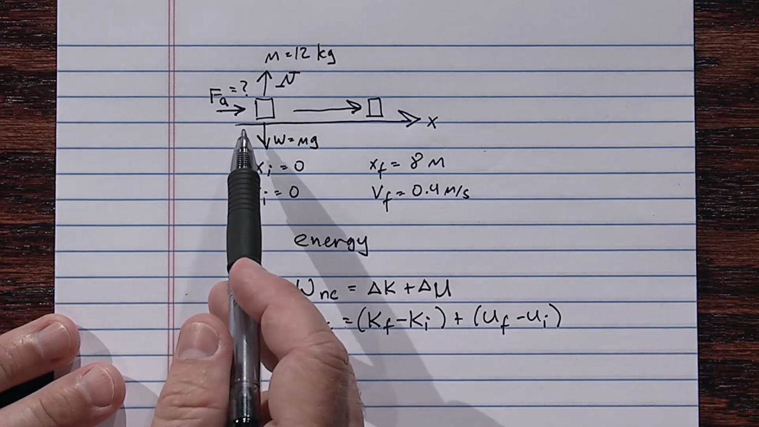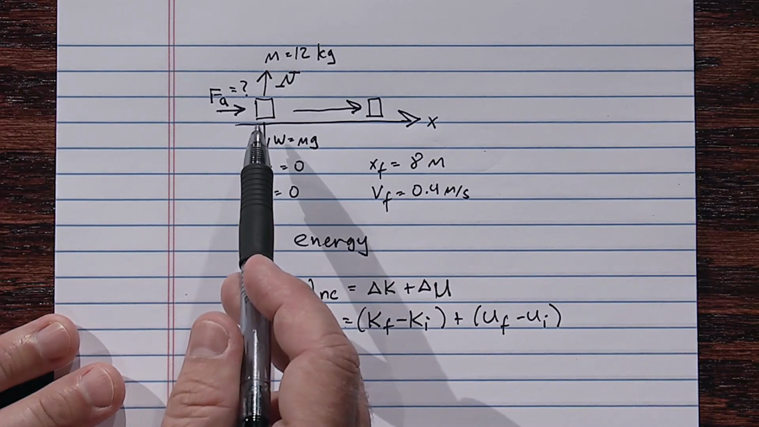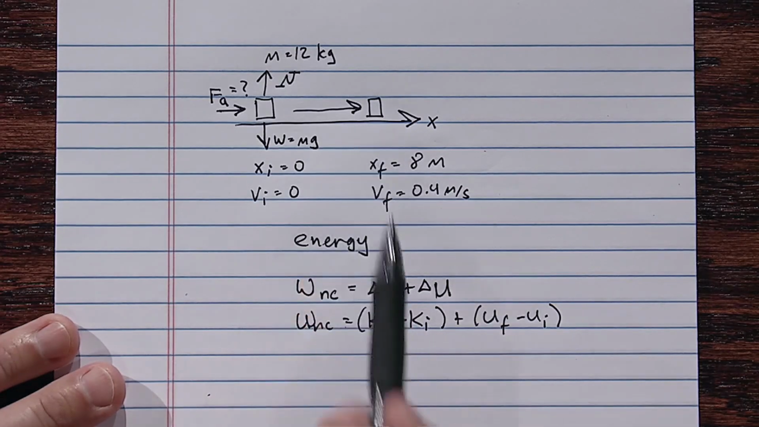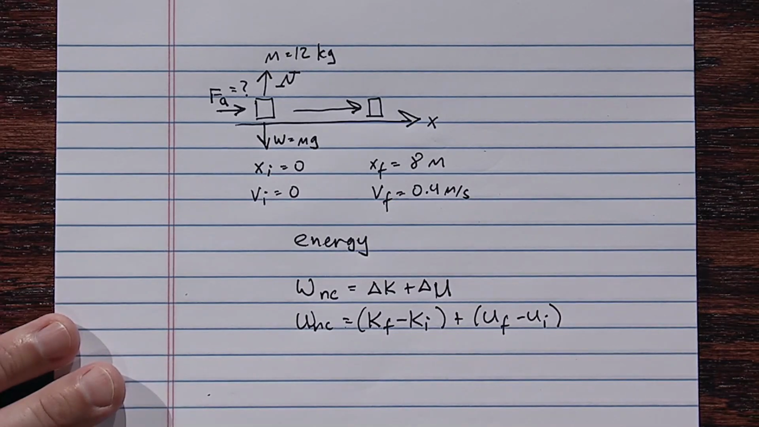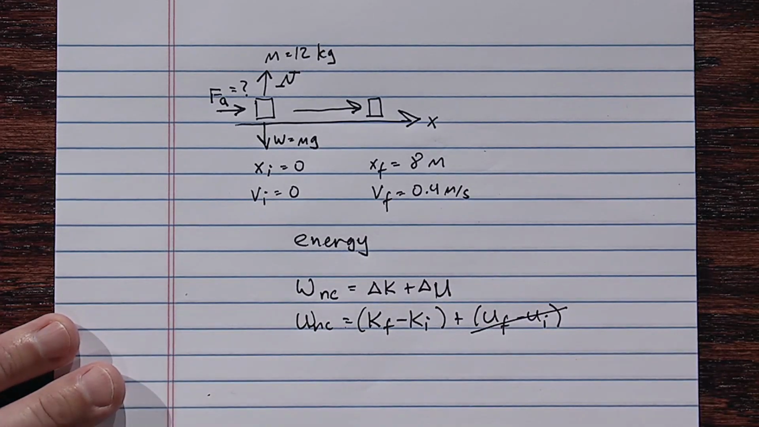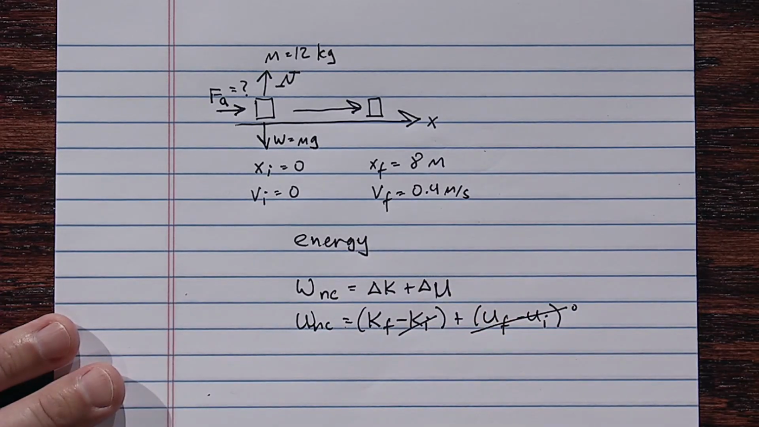Or, if we were to say that the ground were any height other than 0, that still wouldn't matter, because whatever mgh we had to begin with, we would have the same mgh at the end, so that U final minus U initial would be the same. So the potential energy of the bag doesn't change at all. So this term is 0. Kinetic energy initial is also 0, because the bag started with 0 speed. So we know that kinetic energy initial is also 0.